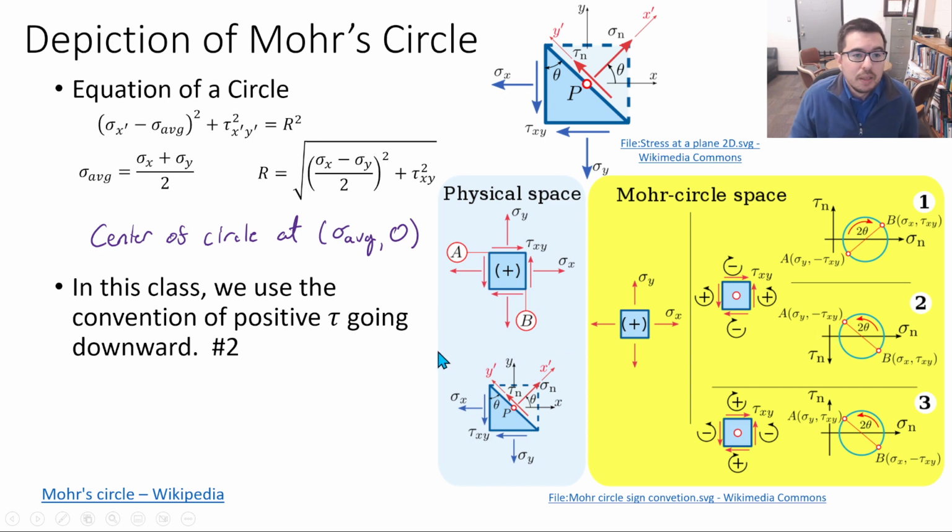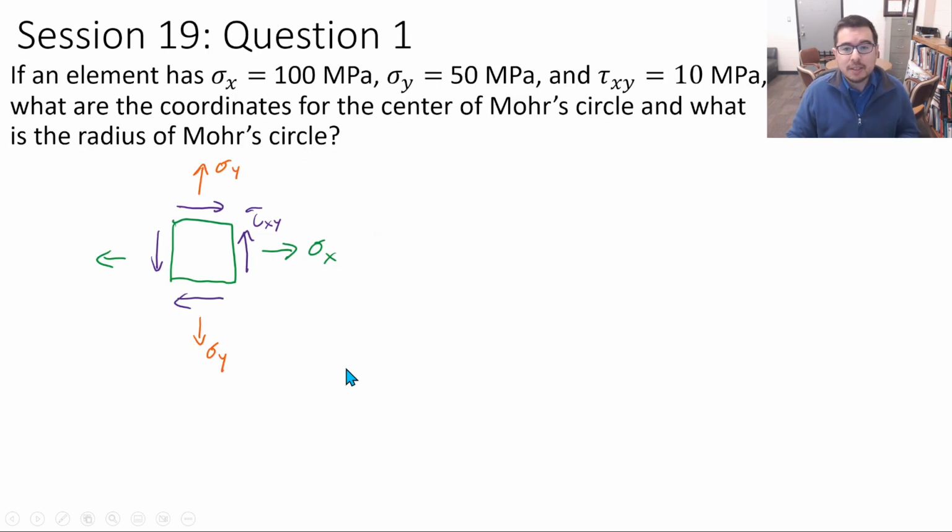Well, it's been a few minutes, and we have now a question based on the derivation and our introduction to Mohr's circle. If you have a material element with a state of stress, sigma x, sigma y, tau xy as given, or with different numbers, how do we figure out where the center of Mohr's circle is and what the radius of Mohr's circle is? Go ahead, take a few minutes, run this problem, then come back for part 2.